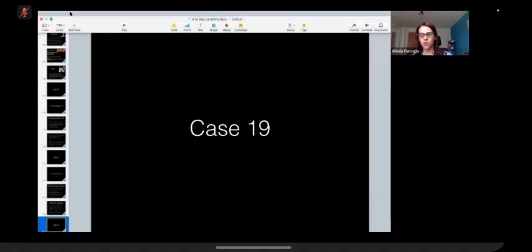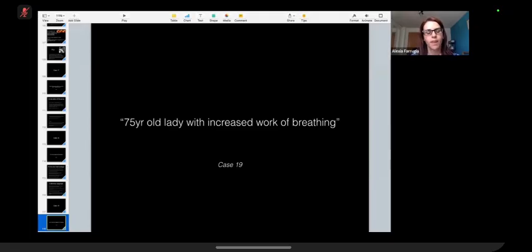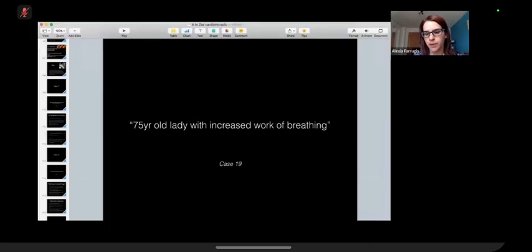Okay, so this will be your last case now, case 19, and this is your history. A 75-year-old lady with increased work of breathing. So I will prepare the DICOM for her.